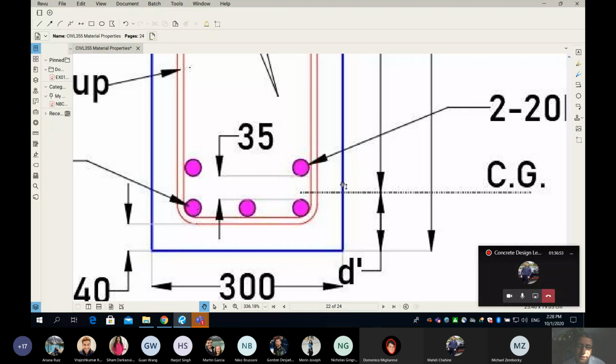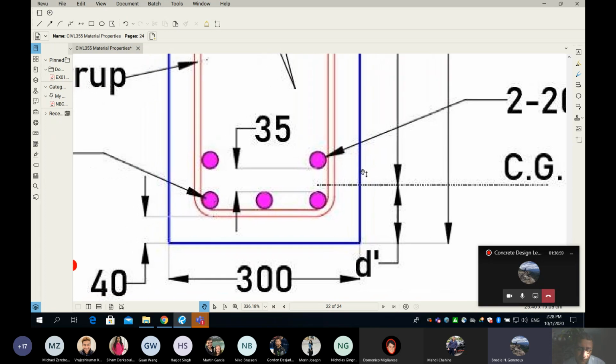The centroid, I'd say it's probably a little bit closer to the bottom 3, still in the center. Okay, you know what? I will give you not only 2 marks, I'll give you 4 marks, and I'll tell you why.